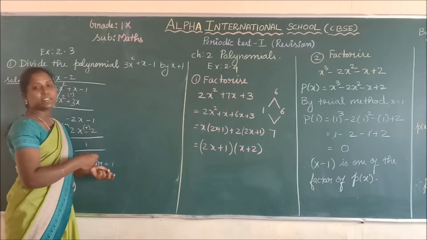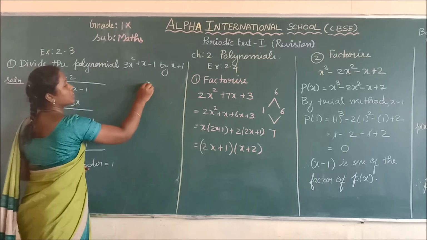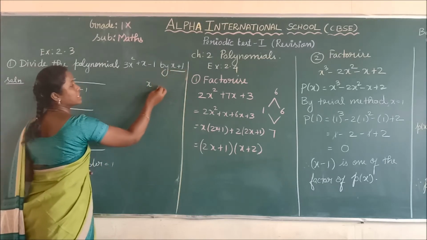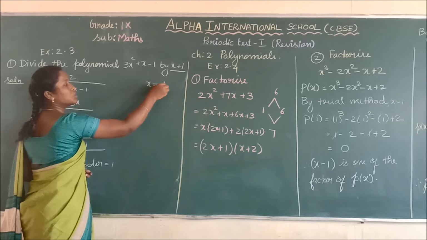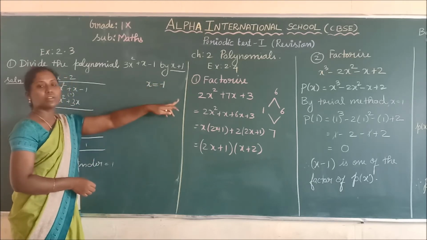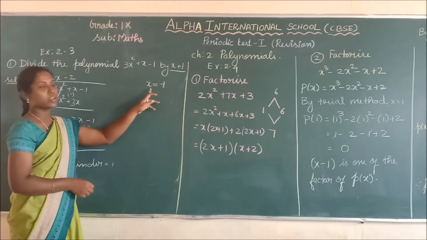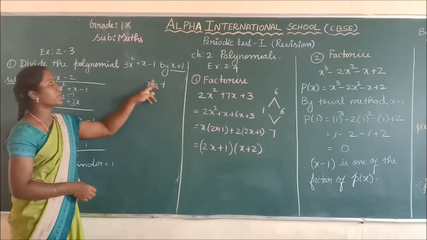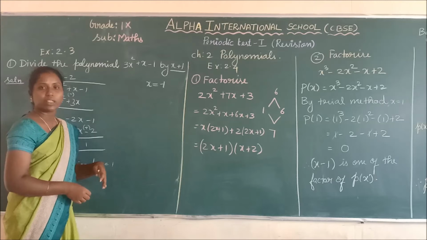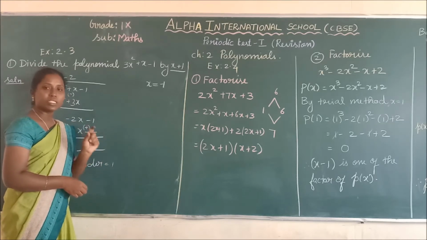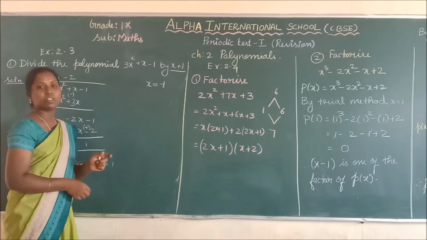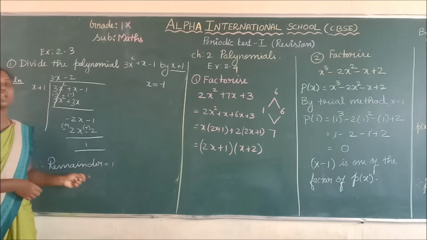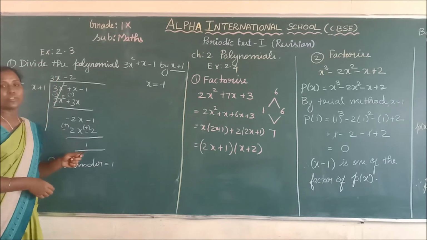Otherwise, as per the second exercise, we substitute the value of x naught. If x plus 1, then the value of x is equal to minus 1. Plus 1, if it goes to that side, it is minus 1. So x is equal to minus 1. You can substitute x equals minus 1 in the given equation and find the remainder also. But if it is mentioned to use the division method, surely you have to use the division method and find the remainder of the polynomial.